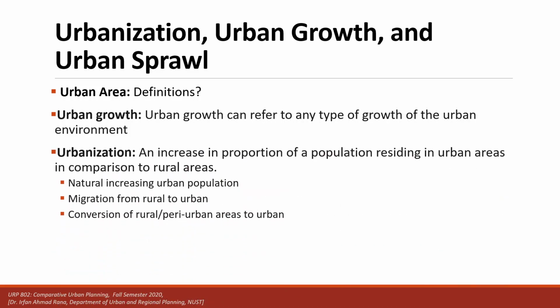Urbanization, on the other hand, is generally defined as an increase in the proportion of population residing in an urban area in comparison to rural areas, and that also includes natural increase in the urban population, migration from rural areas to urban areas, and conversion of rural or peri-urban areas to urban characteristics based on some definition. Which leads to the point of why people migrate from rural to urban areas. Well, probably because urban areas tend to have higher living standards, and when people become richer, they tend to move from rural to urban areas. And sometimes in developing countries, people also move to urban areas for economic pursuits or getting better employment opportunities. So that is the main crux of migration.